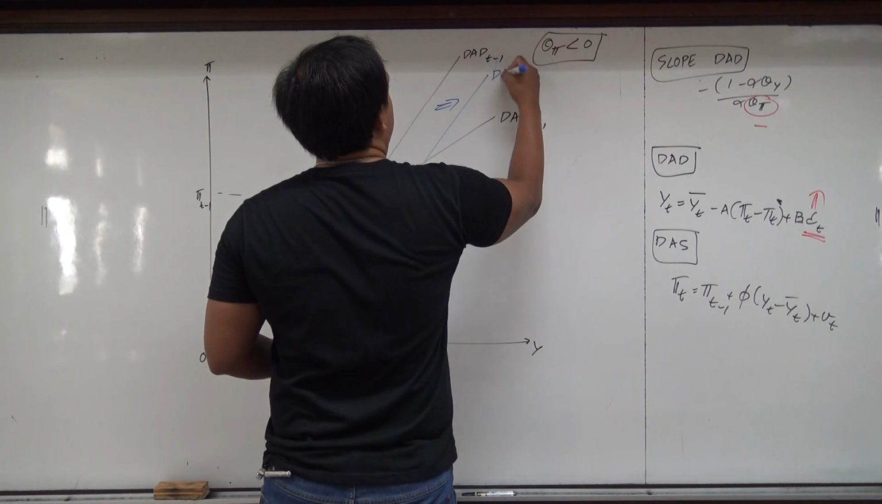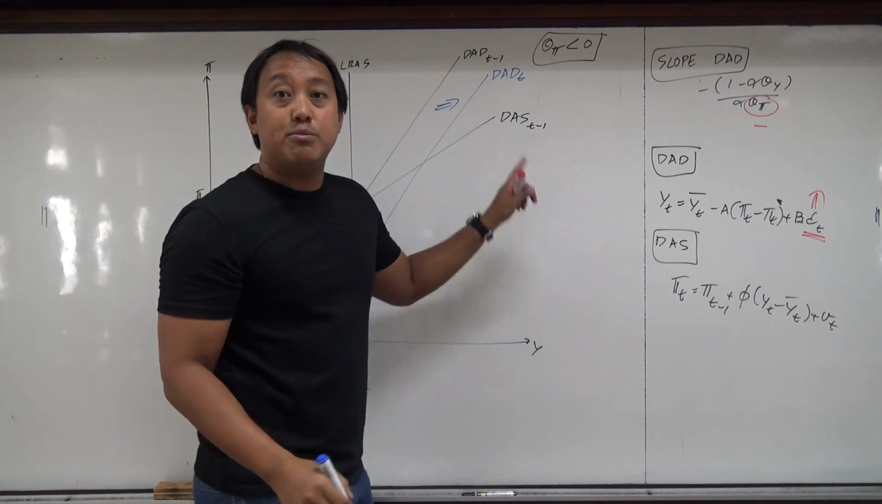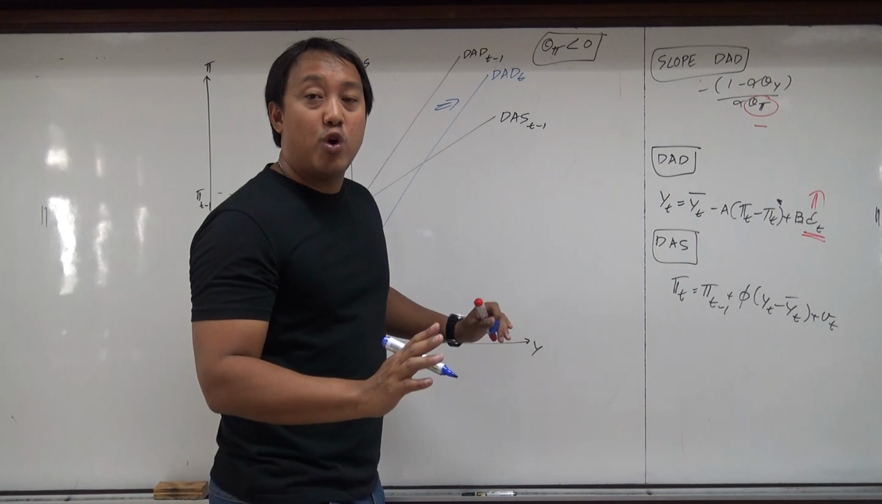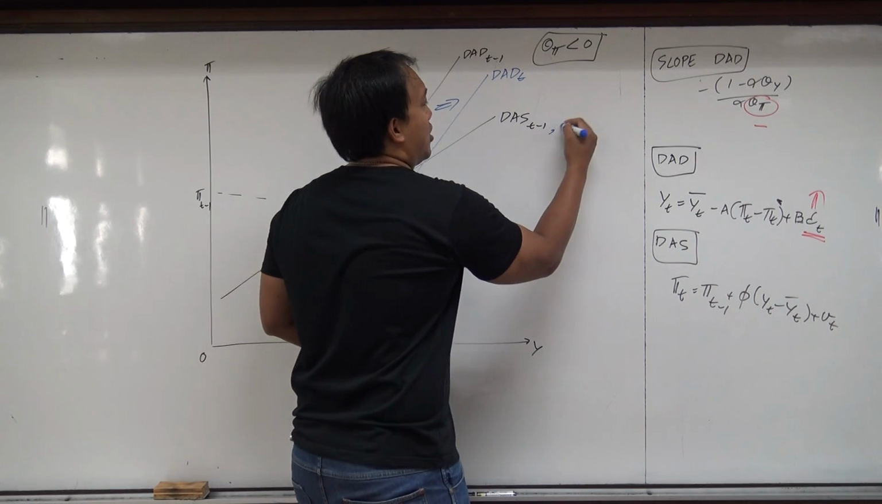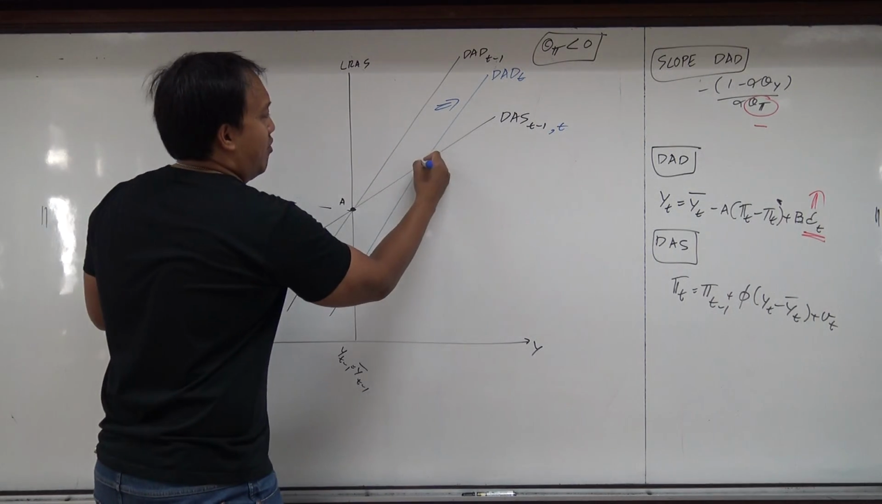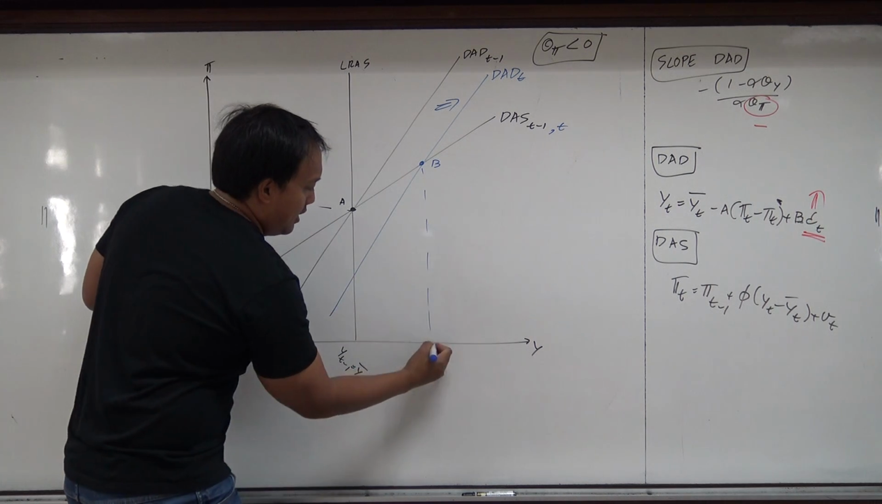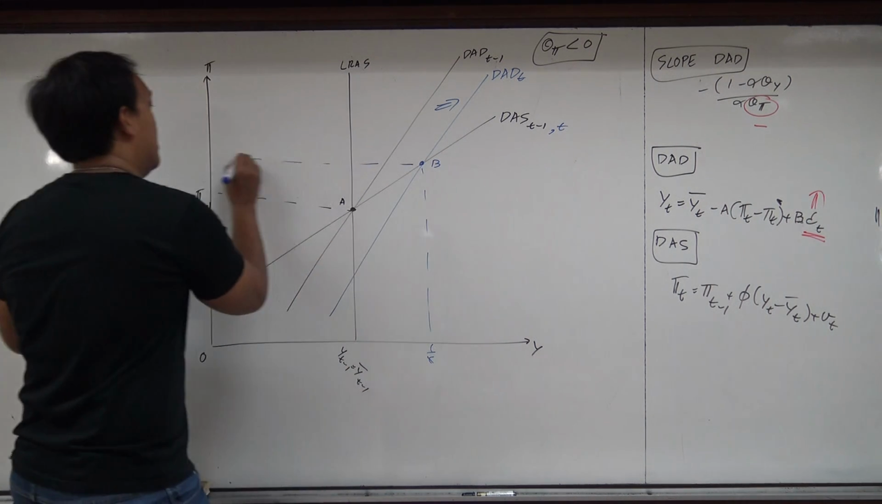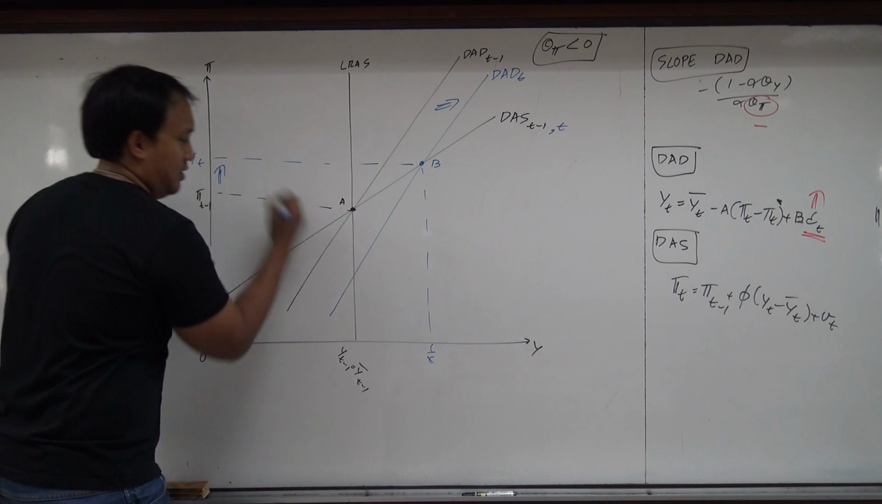This is DAD at time t. At time t, DAS is still the same because we have no shock on supply. I put comma t. The equilibrium point moves from point A to point B. This is yt. This is pi t.